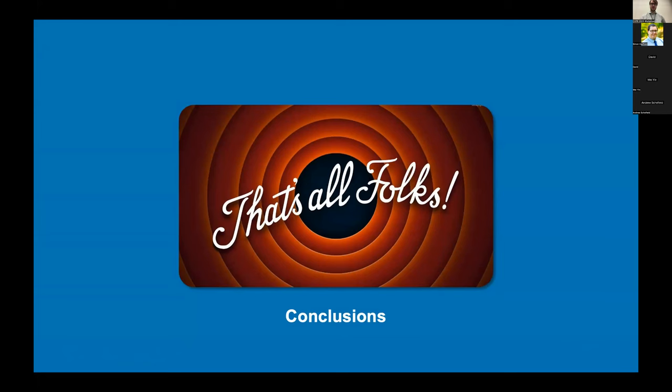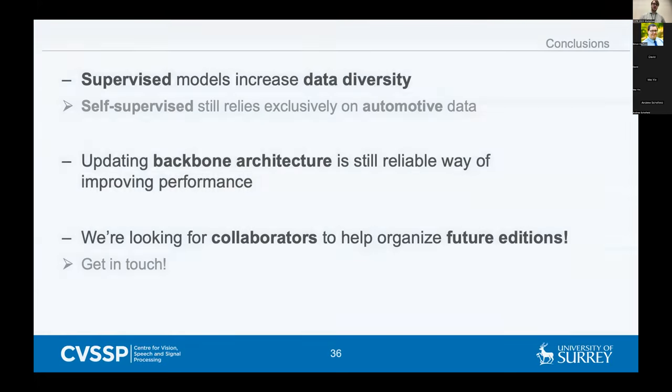So that's pretty much it in terms of the challenge. Some of the main conclusions that we draw are that there is still a pretty significant gap between supervised and self-supervised models. One of the main reasons we believe this is the case is that supervised models, ironically, are able to train with a much higher data diversity, relying on outdoors, indoors, and different types of scenes within that, whereas all of the self-supervised models still rely exclusively on automotive data.